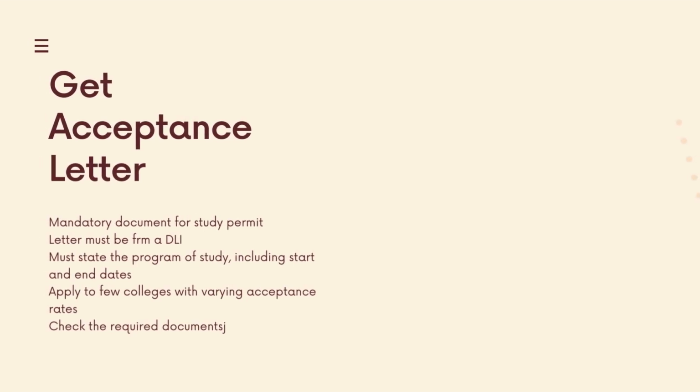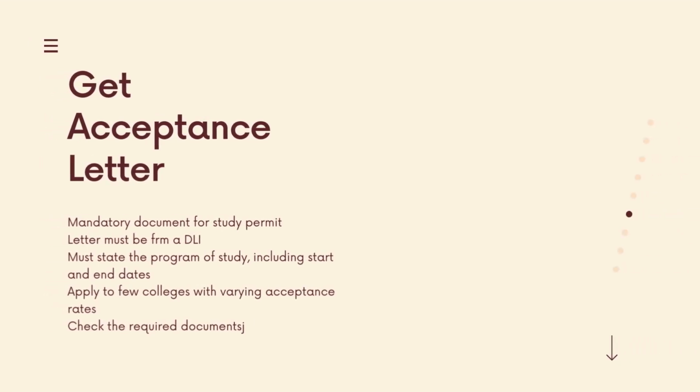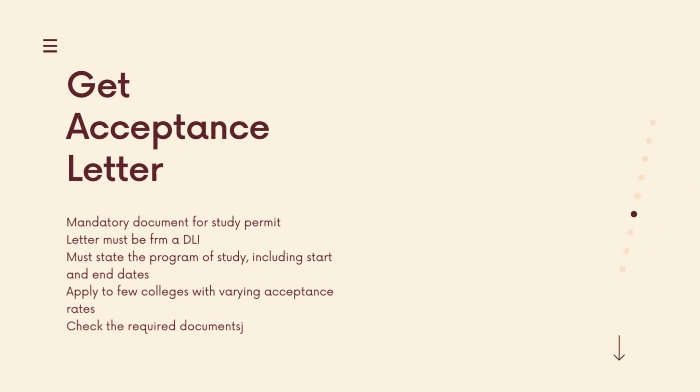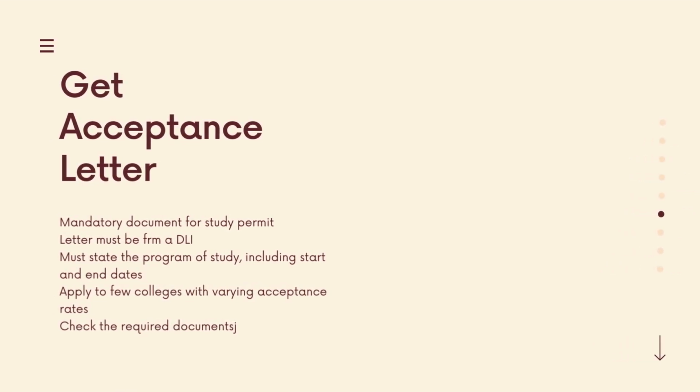And lastly, you need to get your acceptance letter. What is the acceptance letter? It is a mandatory document for study permits. And without this, you might not, or you won't even get a study visa. The letter must be from a DLI, which is a designated learning institution, which must state the program you want to study, that's your course, and it should include the start and the end dates.